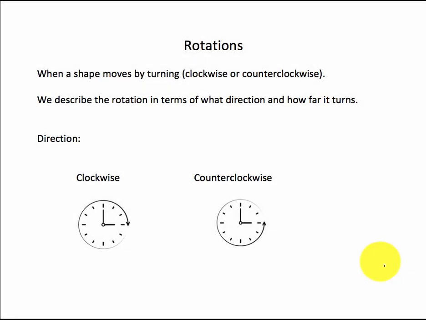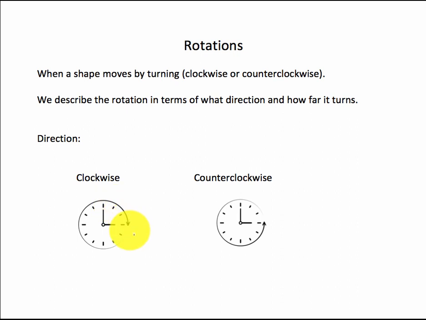Next we have rotations. Now they're a little bit trickier than translations. When a shape moves by turning, either clockwise or counterclockwise, that's a rotation. Now we can describe the rotation in terms of what direction it moves in, so again, clockwise or counterclockwise, and how far it turns.